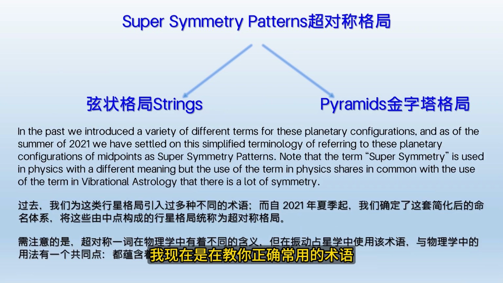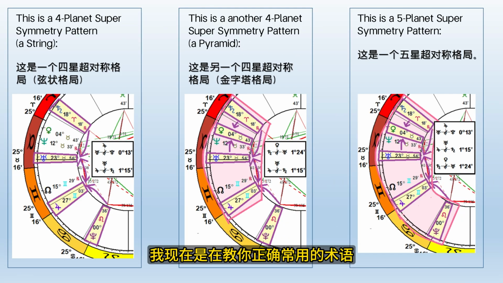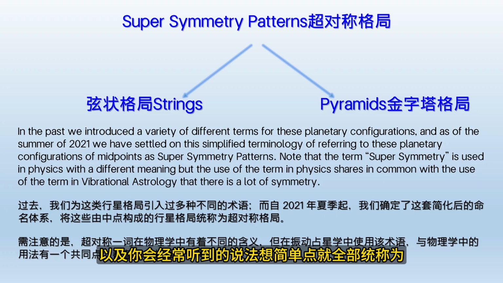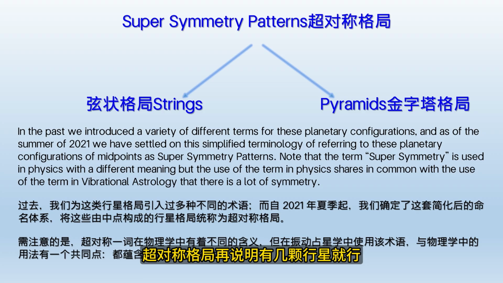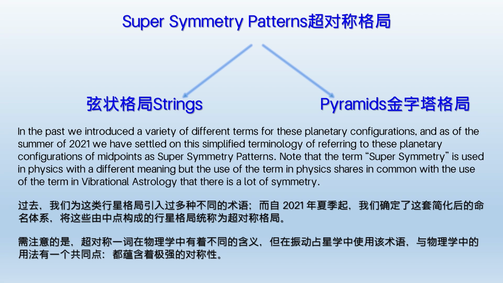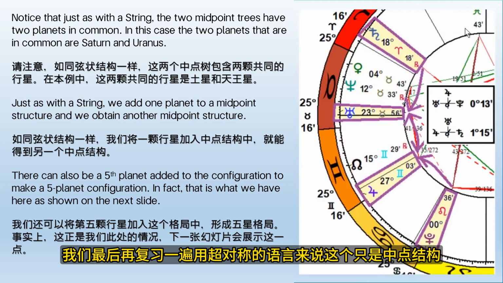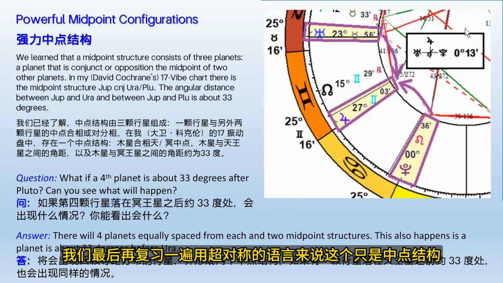Okay. What I'm trying to do here is give you a sense of good terminology to use and terminology you will often hear. To make it simple for yourself, you can just call them all supersymmetry patterns and specify how many planets are in the supersymmetry pattern. Let's go over it again one more time. Using supersymmetry language, that's just a midpoint structure.